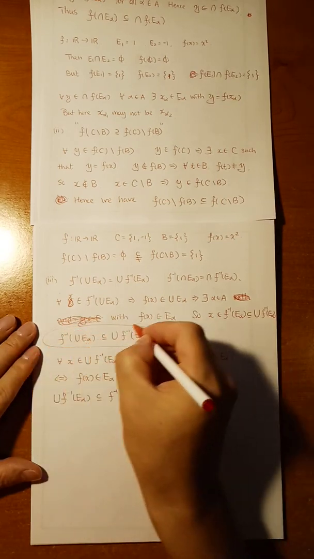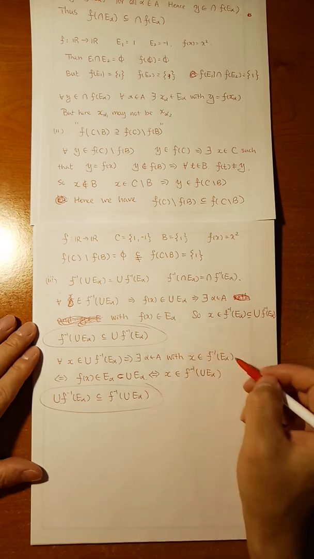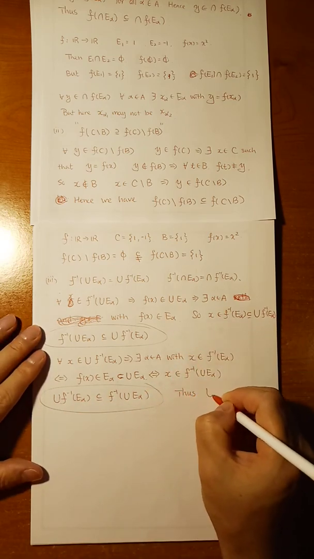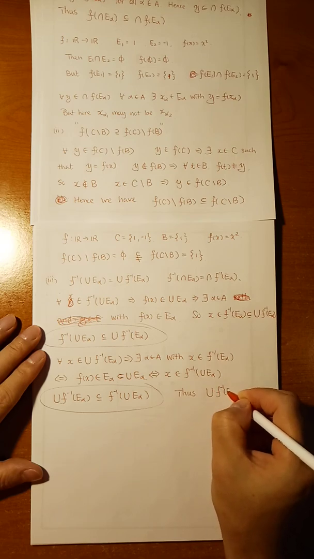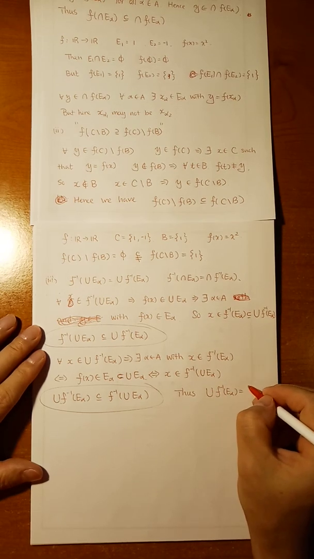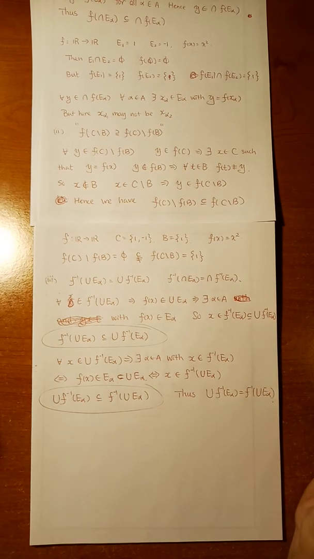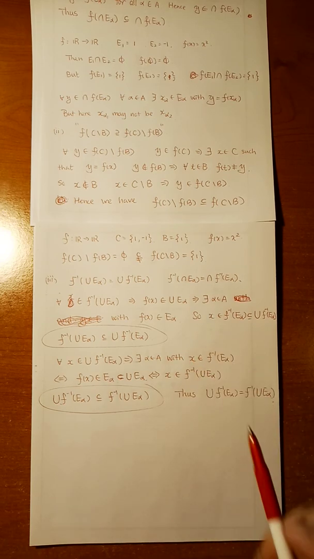So this is one direction and the other direction. Combine them together, the union of F inverse of E alpha is equal to F inverse of the union of E alpha. Right? So that's the proof for the union. The union is not a problem because I don't care if they are uniform or not. It's just one enough.